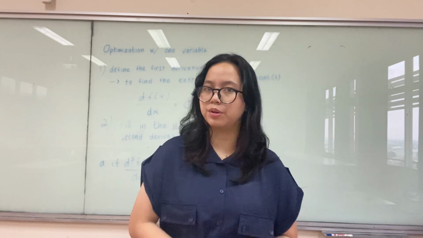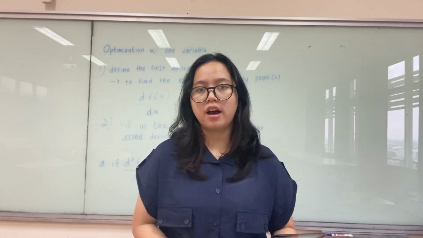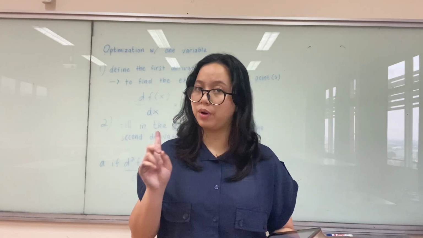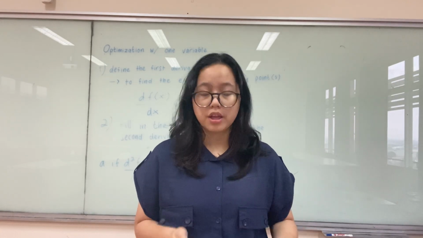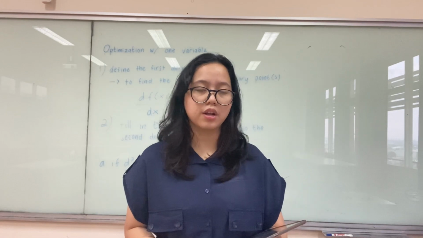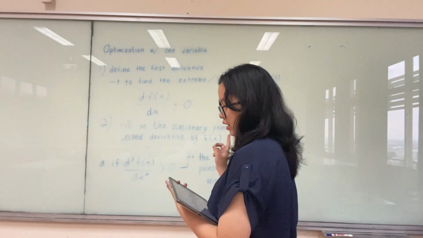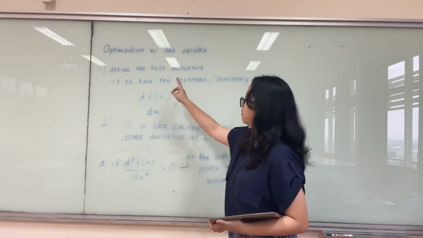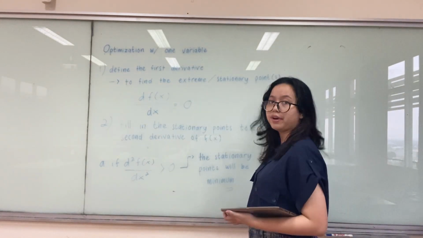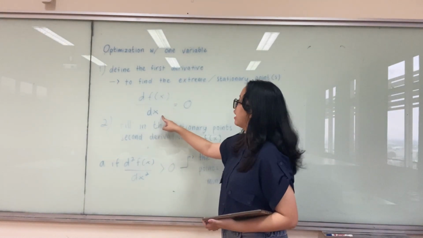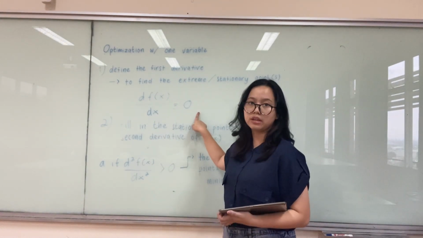I'm from ICT 03, and for Mathematics in Economy and Business, I'm going to discuss the application of derivatives in business, which is optimization with one variable. If the function has only one independent variable, the rules to find the optimization are: first, define the first derivative. Why? Because it is used to find the extreme or stationary points. The formula for it is df/dx, which equals 0.